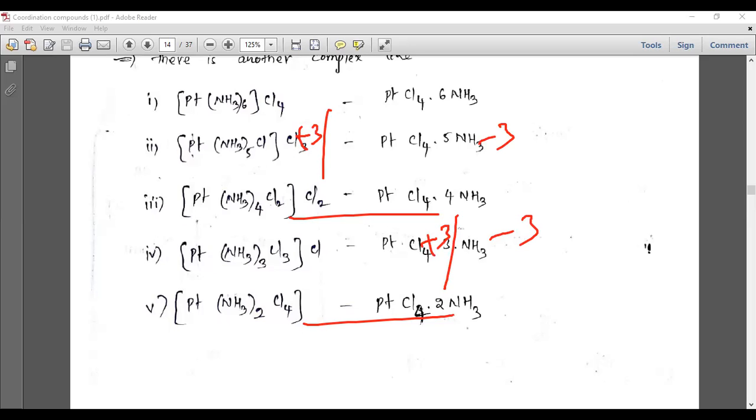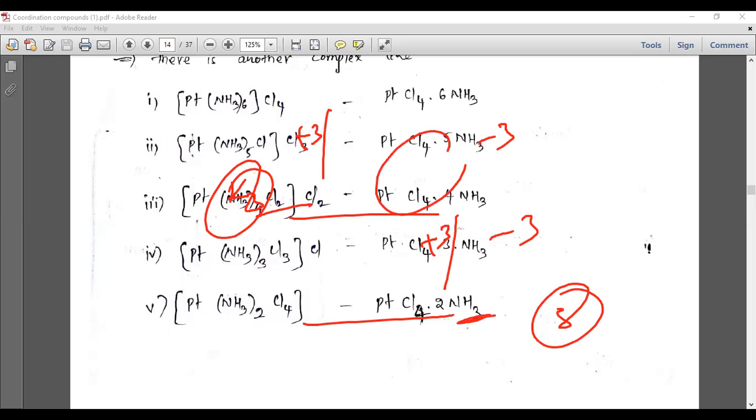So you should understand those points, the primary valency and the secondary valency. Here the primary valency is again 3, and here the primary valency, chlorine, again 3, and this is our dative bond, this is the secondary valency. So this is completely about Werner's theory, and you should remember each point.